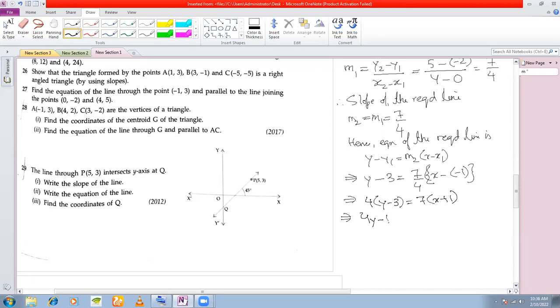4y minus 12 is equal to 7x plus 7. That means you get 7x, take everything on the right hand side. Get 7x minus 4y plus 12 plus 7 is equal to 0. So you get 7x minus 4y plus 19 is equal to 0. This is the equation of the dotted line, or the required line. Okay. So that finishes this question. With this, we move to the next question.